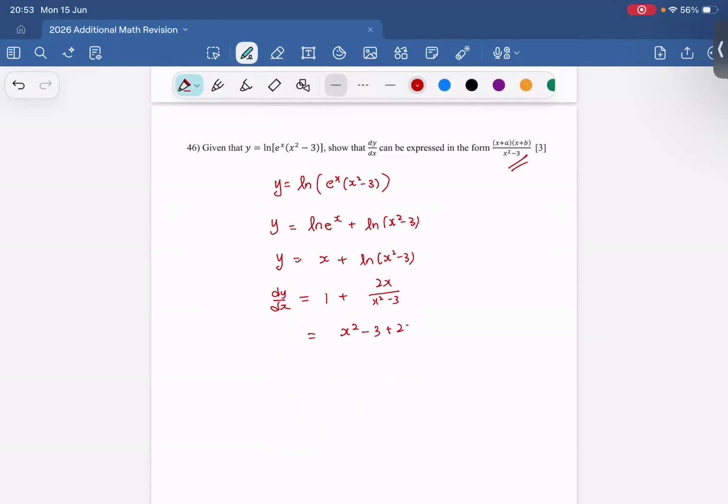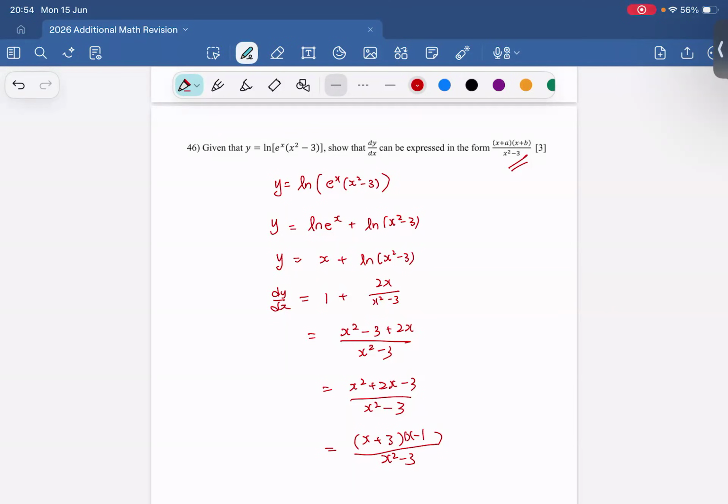The question wants it in this form, so we just make a common denominator. Then we can put them together already. Then this is x squared plus 2x minus 3. Then what do we do? We have to factorize to get into the form they want. Okay, done. So this question is just trying to help you refresh your memory on how to differentiate your log.